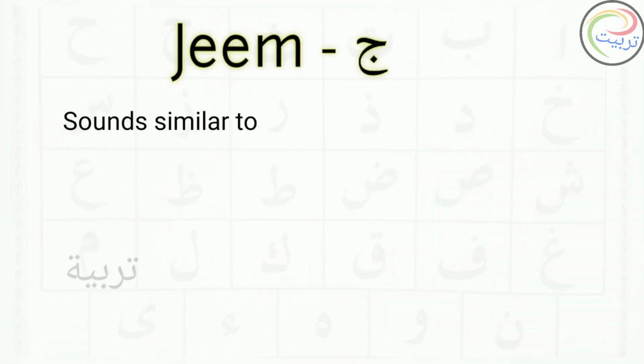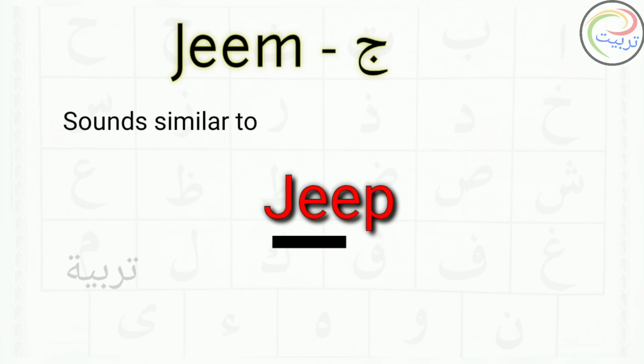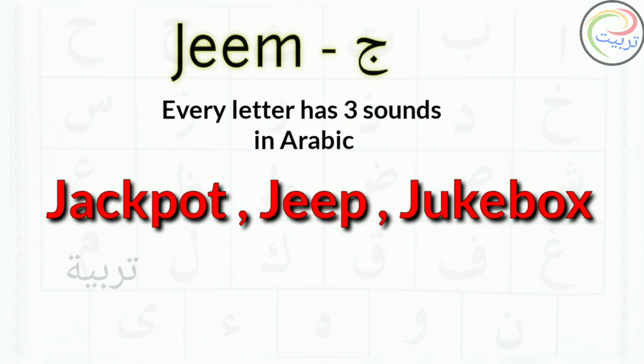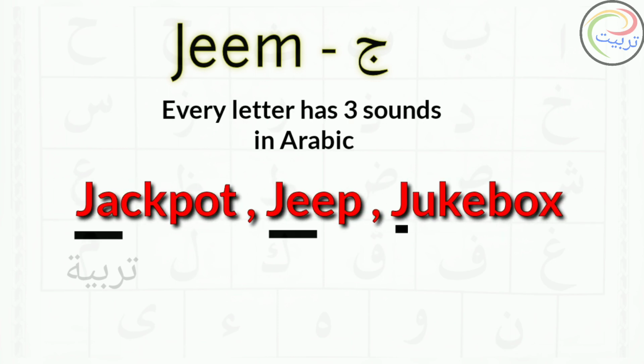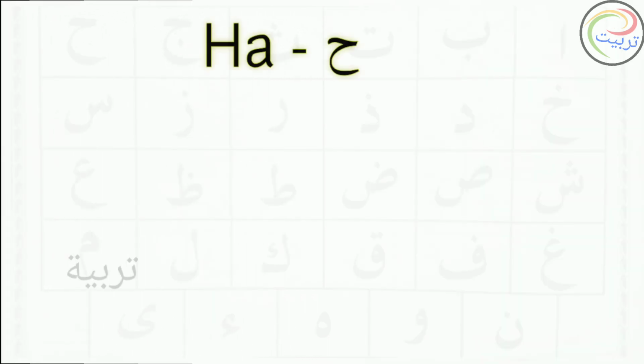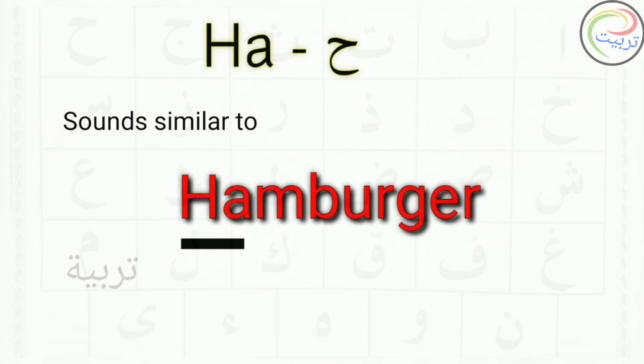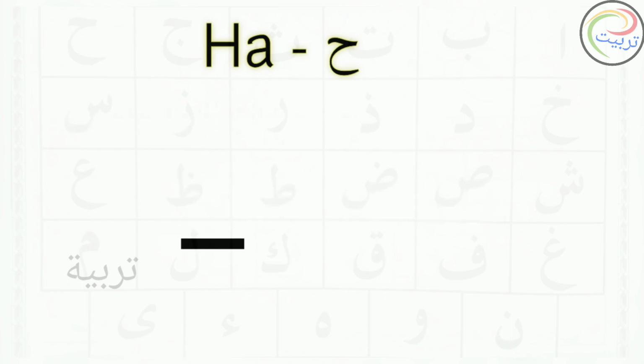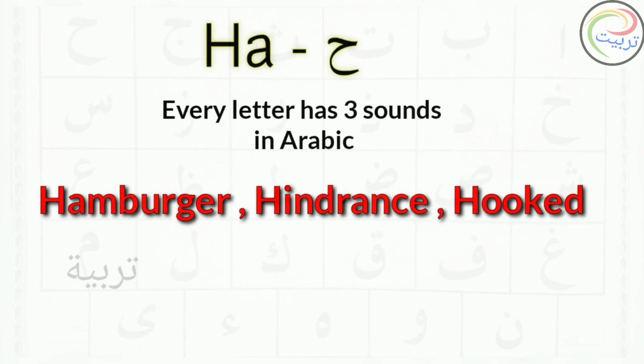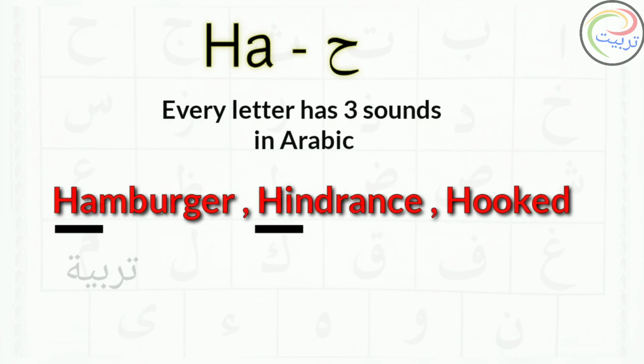Next letter is Jeem. J sound in Jeep. This has the same pronunciation as the English letter J. So the 3 sounds are Ja in jackpot, Ji in jeep, Ju in jukebox. Ha sound in hamburger. 3 sounds are Ha in hamburger, He in hindrance, Hu in hoop.